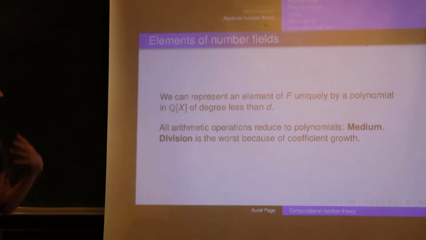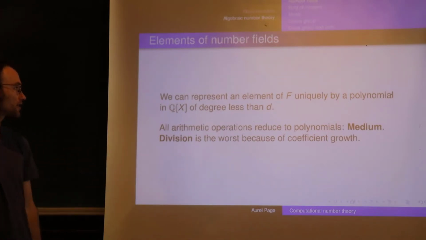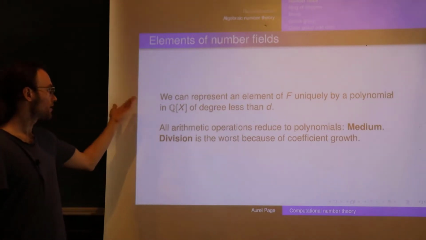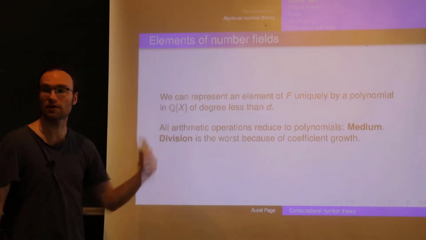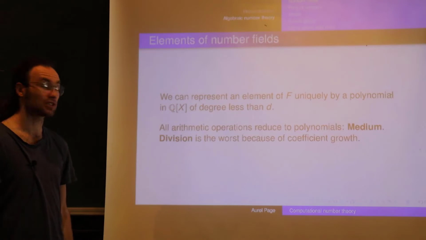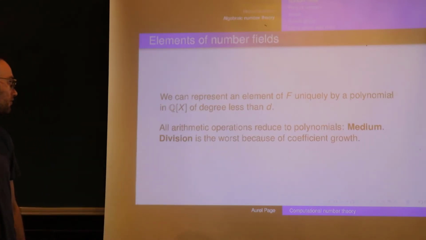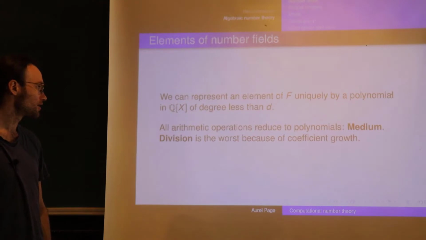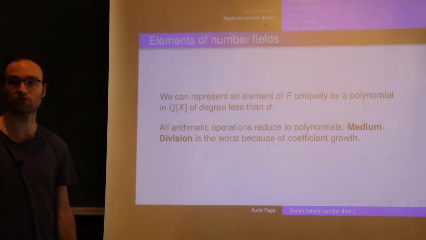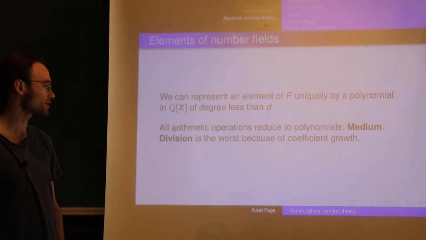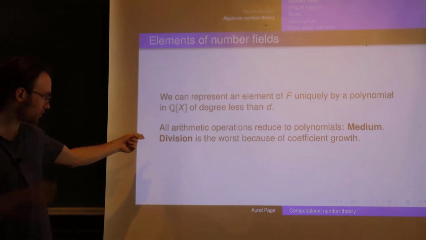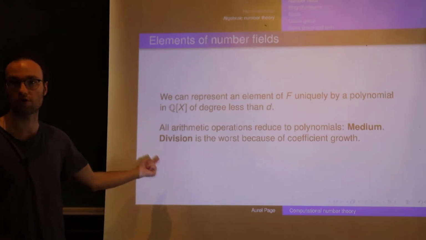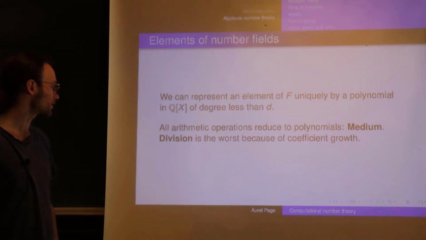Now that we have ways of comparing and constructing number fields, we can start working with elements in there. So just by our representation, any element of f is uniquely represented by a polynomial in Q[x] of degree less than d, and you can find this unique representative by division with remainder modulo the defining polynomial. So all arithmetic operations just reduce to those for polynomials, so it's all polynomial time. Just one word of warning: in practice division is not such a nice operation. You have a lot of coefficient growth when you divide algebraic numbers.